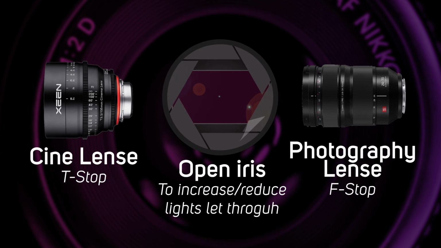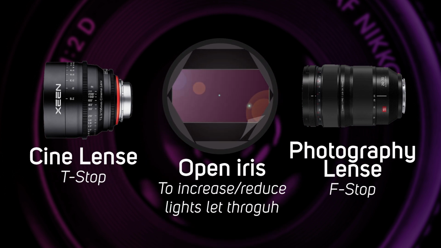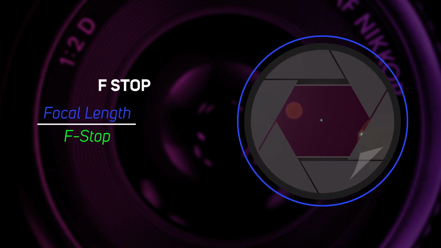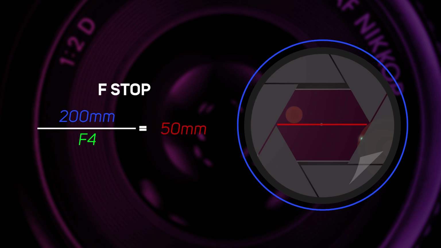In both cases, we can open and close the iris to either increase or reduce the amount of light that's let through. But what's the difference between a t-stop and an f-stop? F-stops are a mathematical equation for the focal length divided by the diameter of the aperture. So, if we have a 200mm lens at f4, that means that the aperture has a diameter of 50mm.